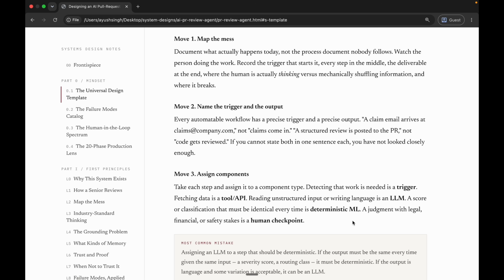A component can be our trigger, which means deciding that, okay, this particular component is a trigger. Now, if you want to fetch data, let's say a GitHub review is posted, we need to be able to know whenever the PR is posted. So that's where our tools, APIs, and webhooks come into play. Let's say if you're looking at reading unstructured input or writing language, the generative intelligence piece, we'll use an LLM. Let's say that we want a score or anything where we want a deterministic point of view, we'll use deterministic machine learning.